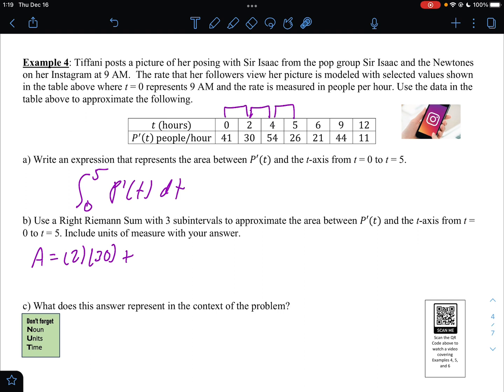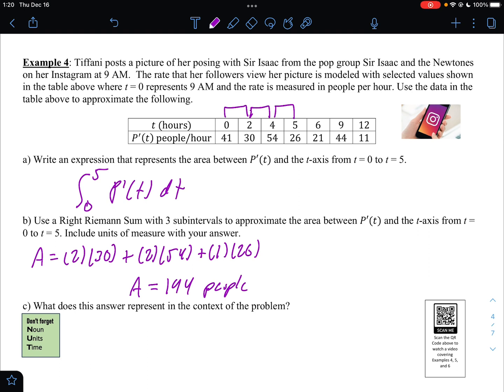The second rectangle, the base is from 2 to 4, also 2. And we're going to use the rightmost height, which is 54. The third rectangle, its base is 1, and the rightmost height is 26. So adding those together, we should get 194 people as our units. So Tiffany's post will be seen by 194 of her followers between 9 and 2 p.m. And again, that's just an approximation because we're using a Riemann sum.